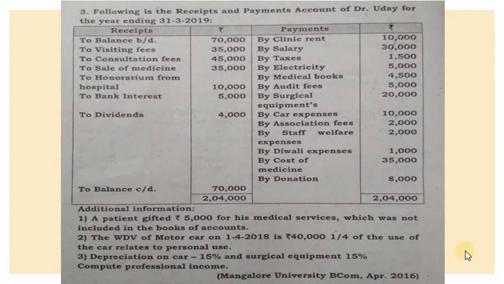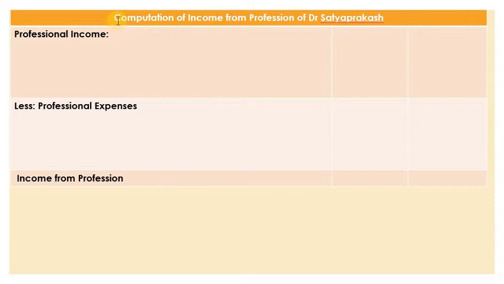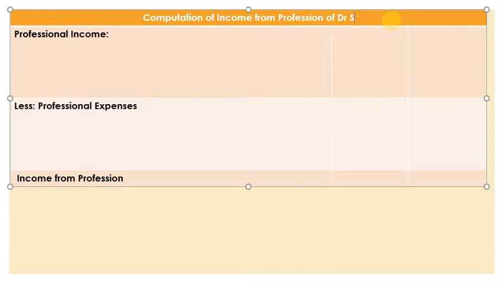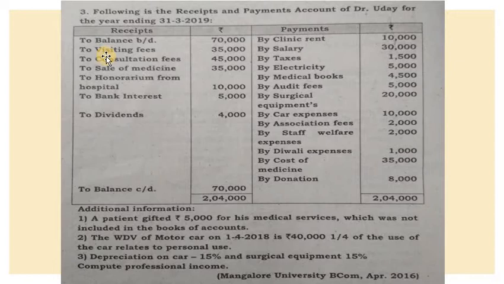Okay, now let's compute. Let's go to the next slide. I have already drawn the column for computation of income from profession of Dr. Uday. Let's go to the professional income first. On the credit side, the receipt side, we can see the visiting fees. This is related to his profession, since he's a doctor. Then consultation fees also relate to his profession. Then sale of medicine also relates to his profession. Then honorarium from hospital, again it is related to profession.